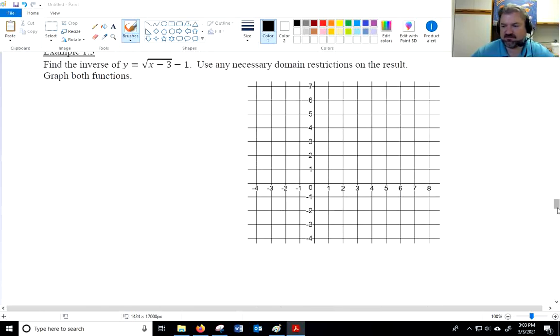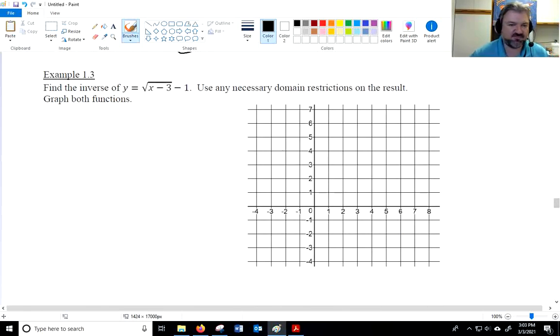This one's an example, so here I go. Find the inverse of y equals the square root of x minus 3, minus 1. Use any domain restrictions that are necessary on the result. So we'll take a look at that. Okay, so first thing I'm going to do is switch the x and y values, and then I'll solve for y, because that's how we find the inverse.